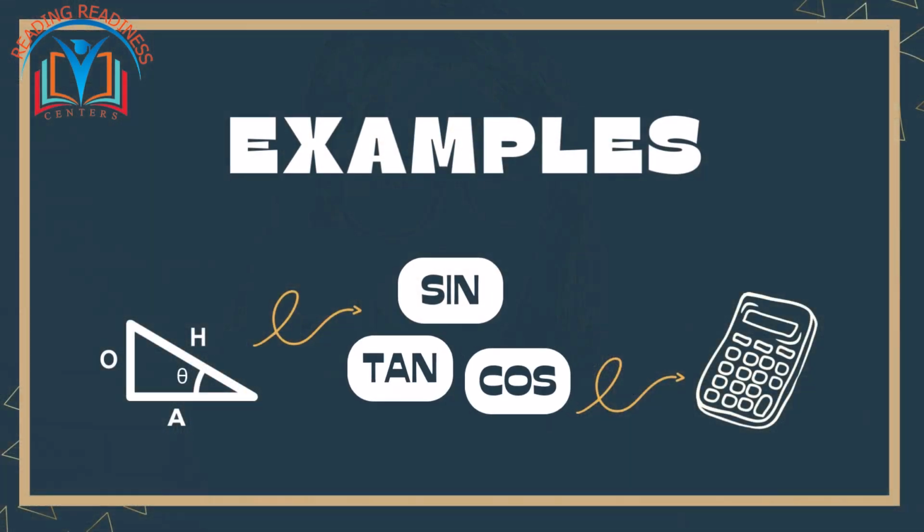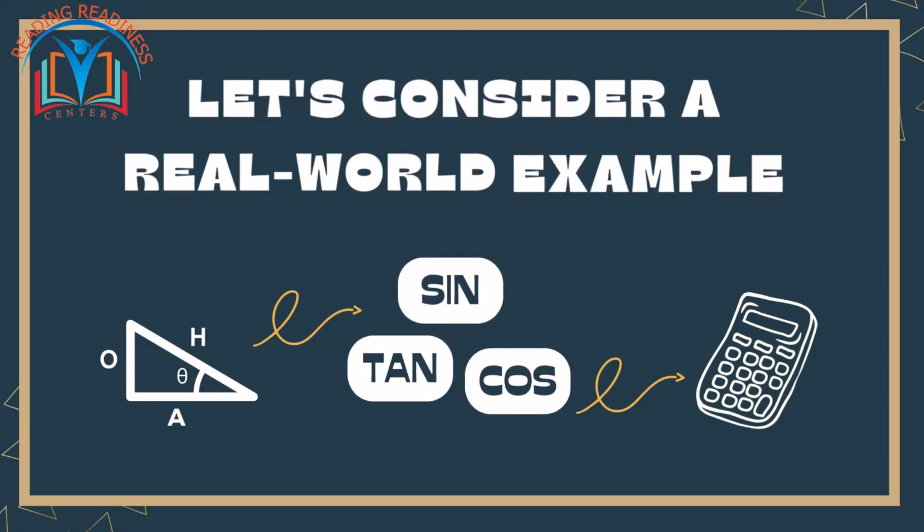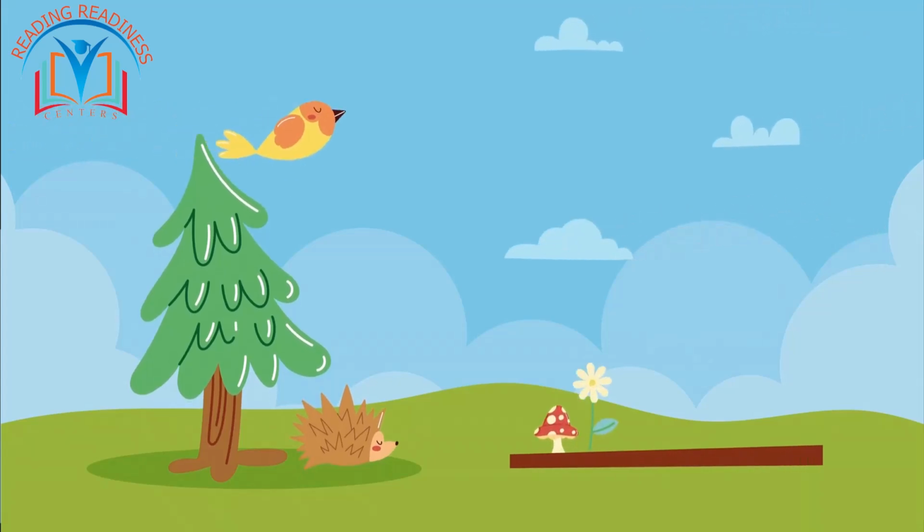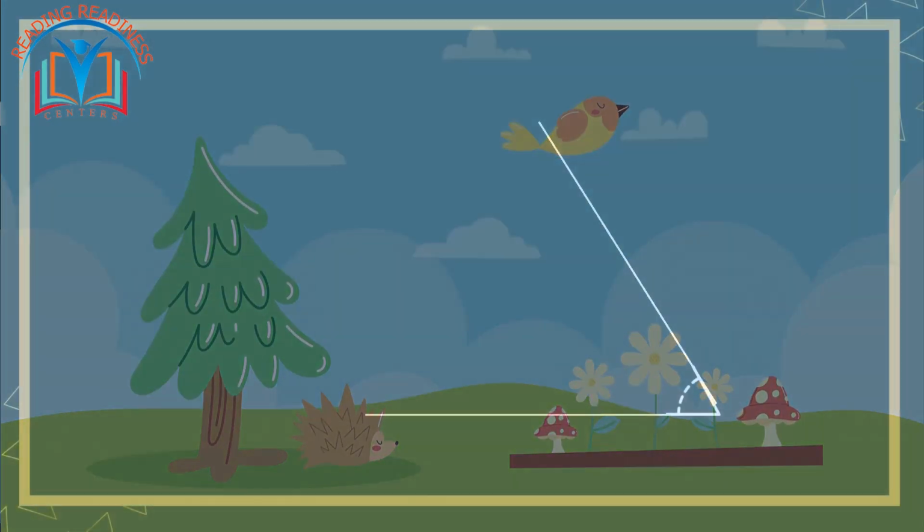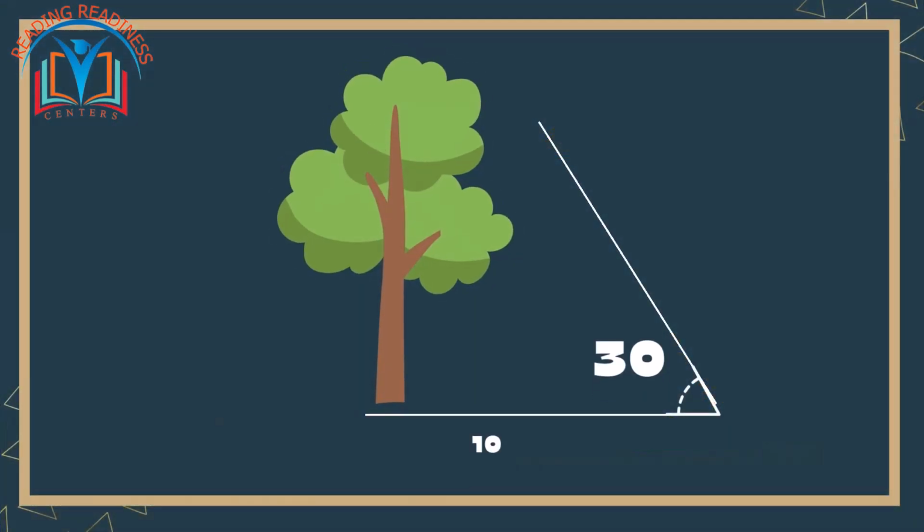Examples. Let's consider a real-world example. Suppose you want to find the height of a tree. You measure the distance from you to the base of the tree and find it to be 10 meters. You then measure the angle of elevation from your position to the top of the tree and find it to be 30 degrees. Using this information, you can find the height of the tree.